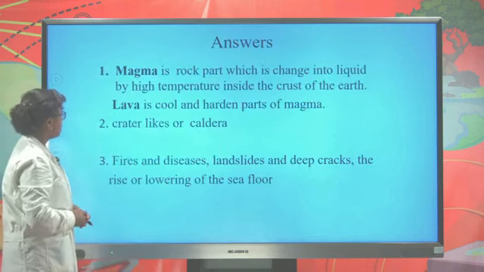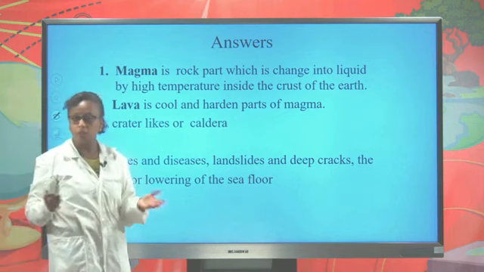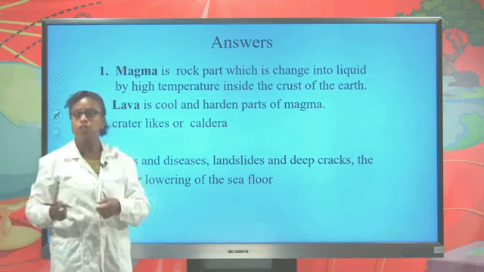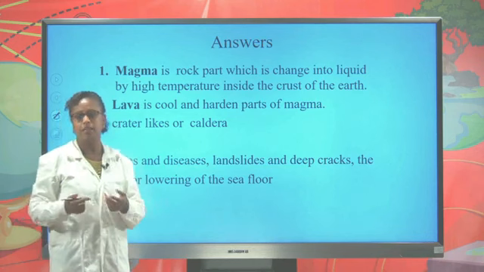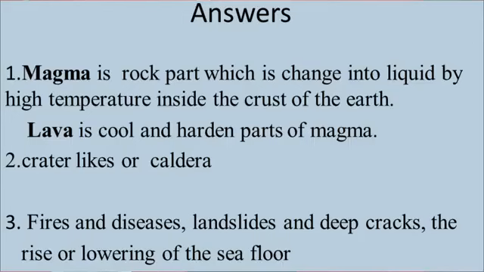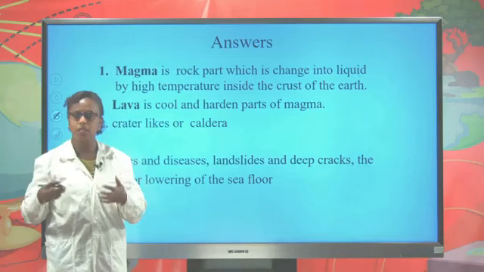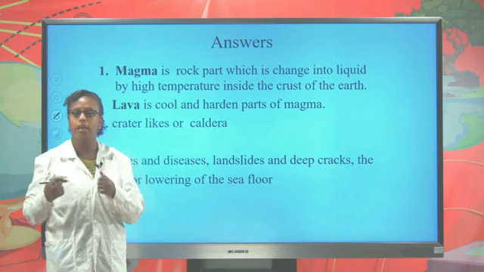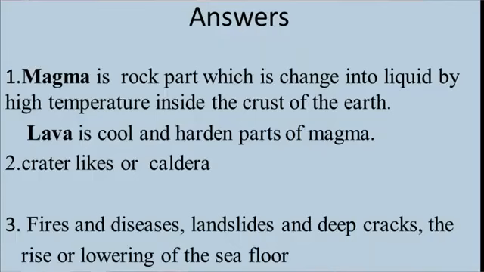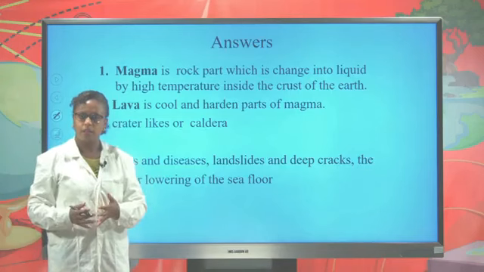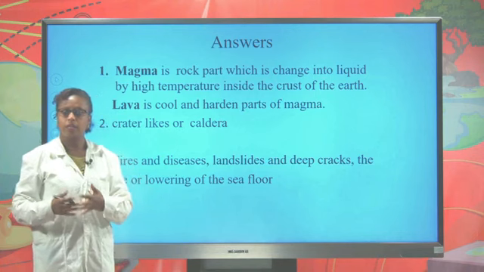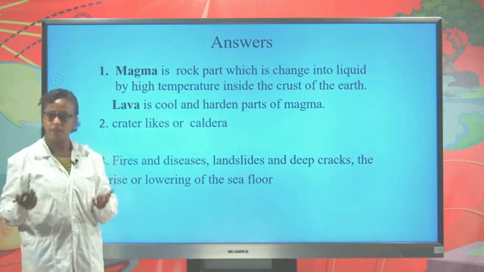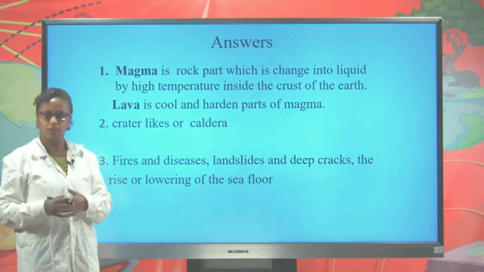As we have learned in the above lesson, magma is the rock part which is melted and changed into liquid because of the heat inside the crust of the earth. Lava is the magma part, after the magma reaches the surface, becomes cool and hardened, and we call this hardened part lava. The landforms formed by volcanic activity are craters or caldera lakes.